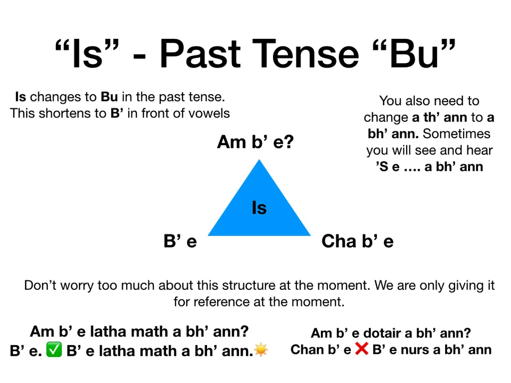And what you also have to do is change "ann", because that is "a", it changes to "a" or "an". And sometimes you will see and hear "b' e tidsear a bh' ann", he was a teacher. But you should really, on a basic approach, use "b'" as well. So if you look at the examples at the bottom, "Am b' e latha math a bh' ann?", was it a good day? "B' e dotair a bh' ann." "B' e nurse a bh' ann."